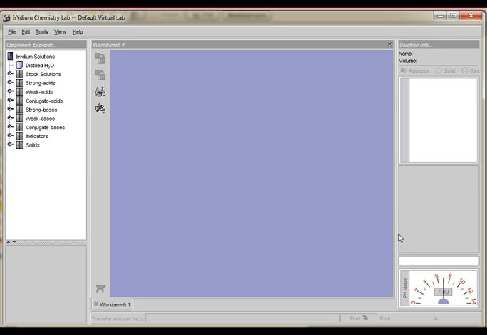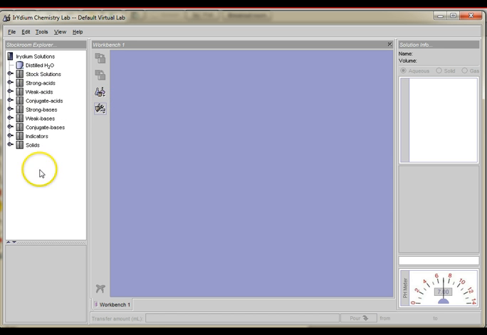You can do the titration virtually in a similar way to how you do titration in your labs. Exactly the same thing. The only difference is you can redo this as many times as you want because there is no wastage here.